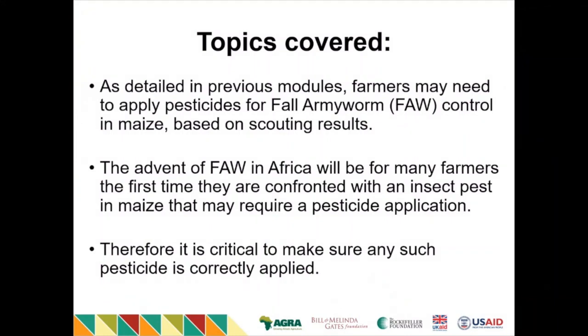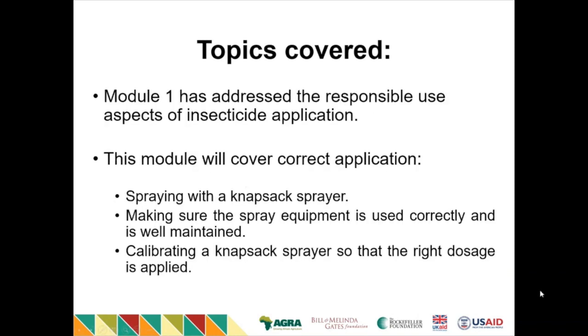As already mentioned, we've detailed in previous modules that farmers may need to apply pesticides for fall armyworm control, and once again we should emphasize that we want to base this on scouting results. We don't want farmers to apply pesticides willy-nilly. We want them to have reasons for applying pesticides. It's critical to make sure that any pesticide is correctly applied. Module 1 addressed the responsible use aspects of insecticide applications, and in this module we will cover spraying with a knapsack sprayer. In Africa, most farmers will have access to a knapsack sprayer, and that will be the equipment they use to apply pesticides to control fall armyworm.